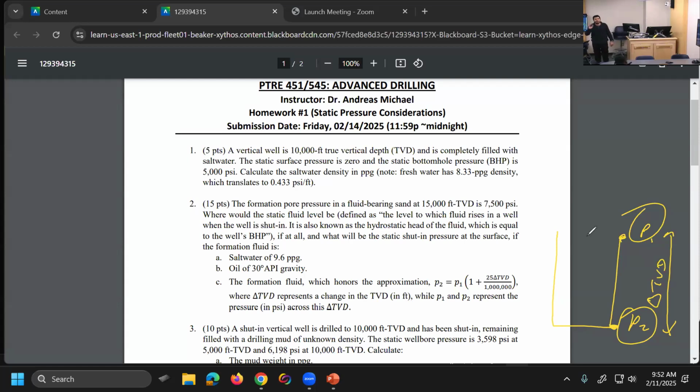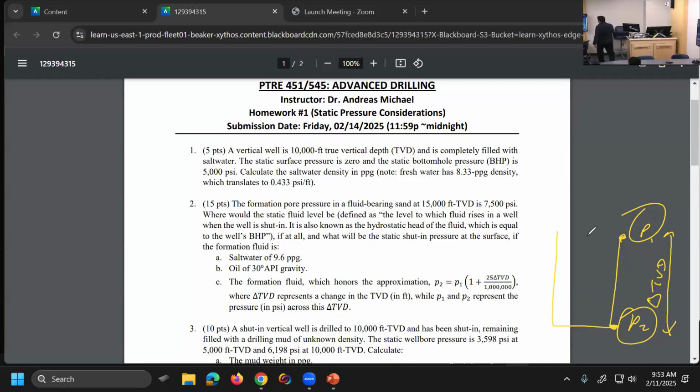Remember, you are looking at the static fluid level. The pressure is balanced, right? You have enough height, as in delta TVD, to balance the formation pore pressure, right? Can you go again, sir? Yeah, your explanation now.